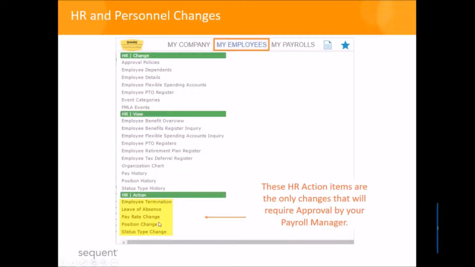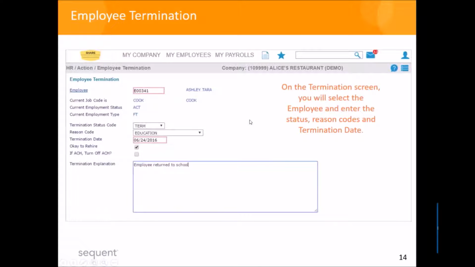Now, the items that we're really going to concentrate on today are these HR action items that are at the bottom of the dropdown. And I've highlighted, these are the 5 items that will require approval by your team or by your payroll manager. There is employee termination, leave of absence, pay rate change, position change, and status type change. We're only going to look at a couple today just due to time constraints, but I think you'll see they're very self-explanatory. So here's the employee termination screen.